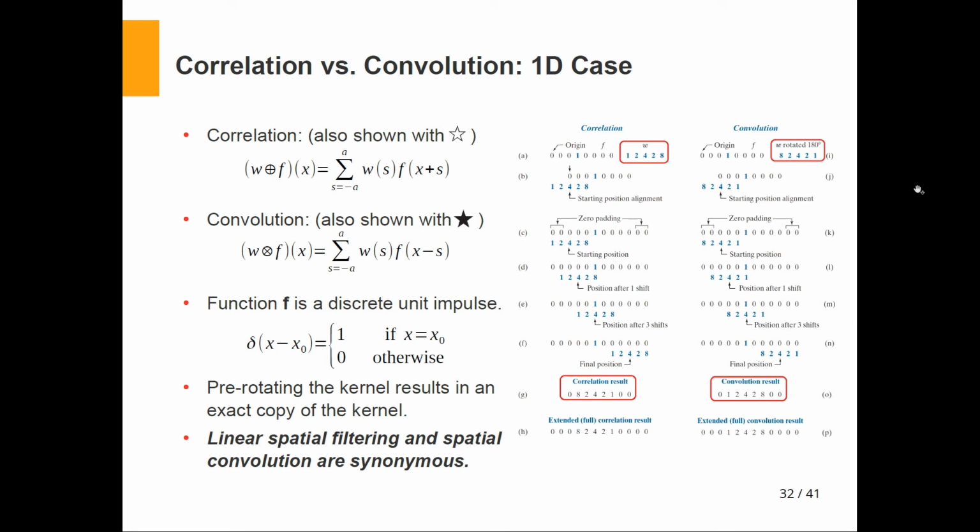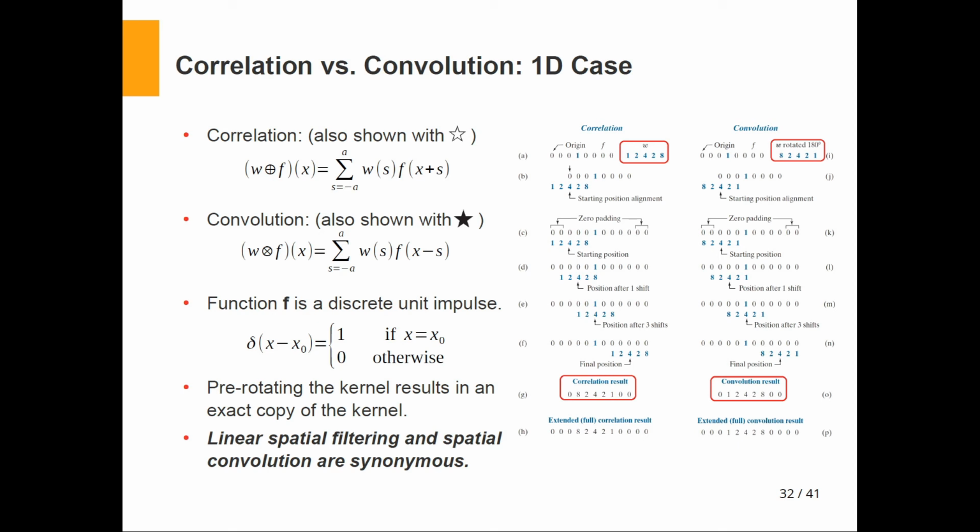One thing that you might notice is that when we pre-rotate the original kernel, now for the result of convolution, we basically have an original replica of the kernel at the location where the original image had the value of 1, or basically the discrete unit impulse had the value of 1. And that is something that is very useful in practice. So again, pre-rotating the kernel results in an exact copy of the kernel. So in effect, we can say linear spatial filtering and spatial convolution are synonymous.